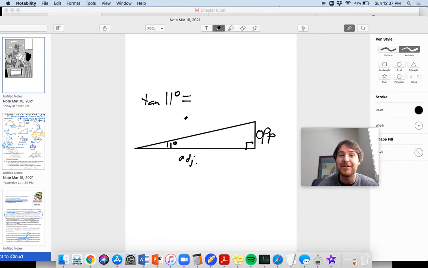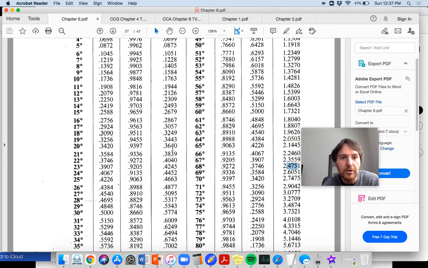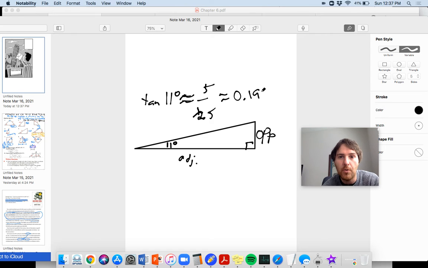So it isn't exactly 5 over 25. It's approximately 5 over 25 for this one, which you counted on the grid. But really, tangent 11 degrees is exactly 0.194. So tangent 11 degrees is 0.1944, a lot closer to that here.